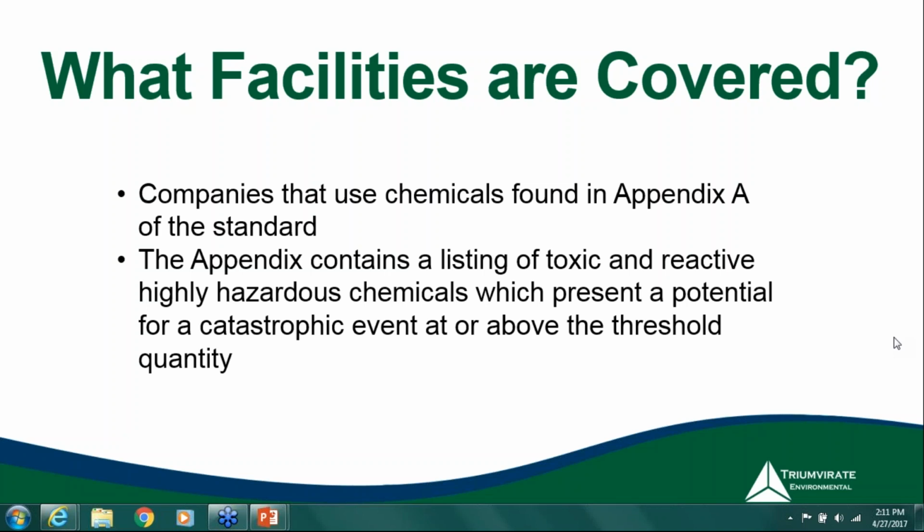And Appendix A is a pretty good sized list of chemicals that you need to go through. It's roughly 4 pages long. And things like acetaldehyde are on here at 2,500 pounds. So you have to go through this list and say, okay, what do I have? How do I have it? And how much do I store? Because this listing was all around these high hazard chemicals that they're worried about that could cause some type of catastrophic event if they were ever to be released.